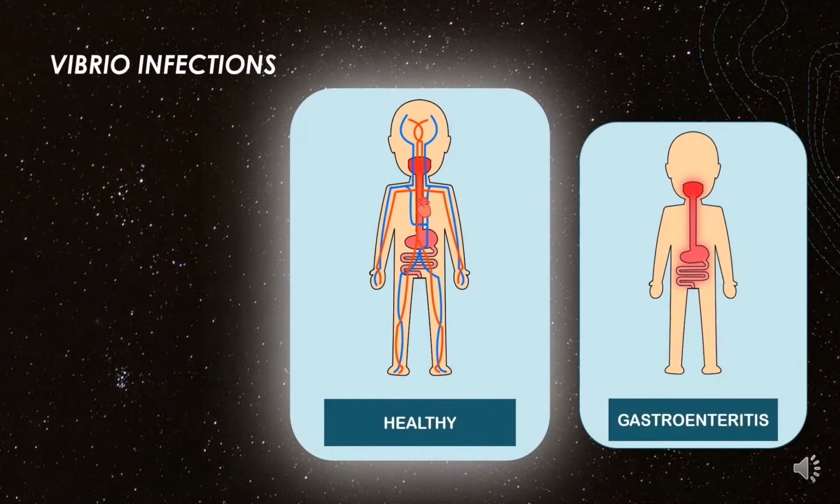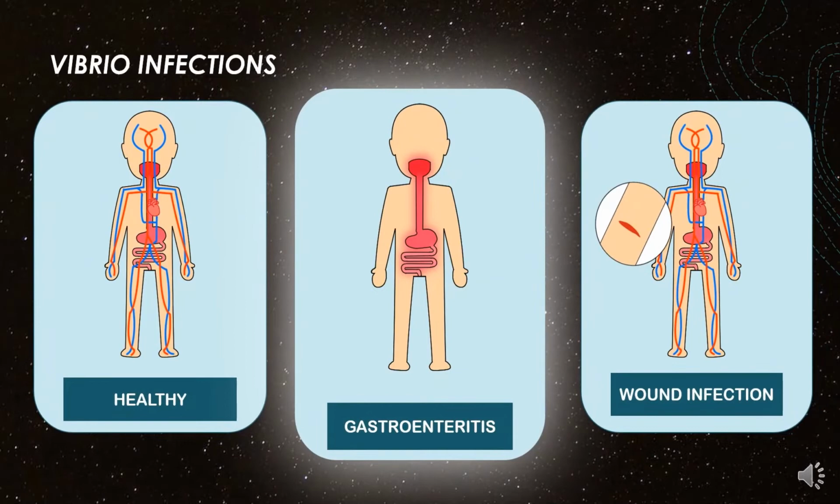Speaking of Vibrio infections, you might be wondering what are the types of illnesses they can cause. Here, we have a healthy individual. When he's infected with Vibrios, he could present with different symptoms and diseases. For instance, they could develop gastroenteritis, where the symptoms are nausea, vomiting, fever, and fatigue. This is commonly caused by Vibrio parahaemolyticus and non-O1/O139 Vibrio cholerae.